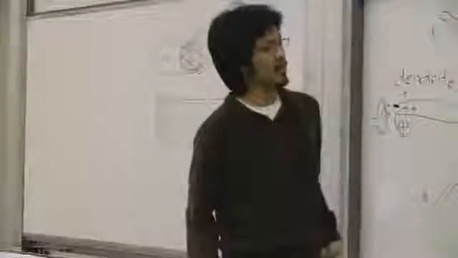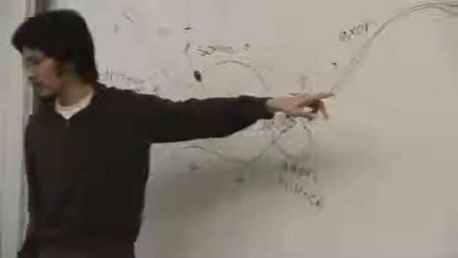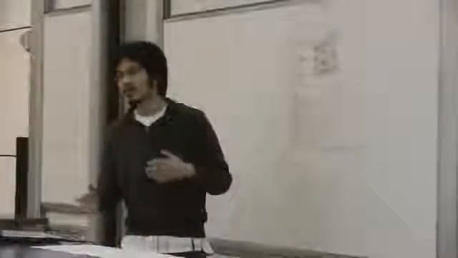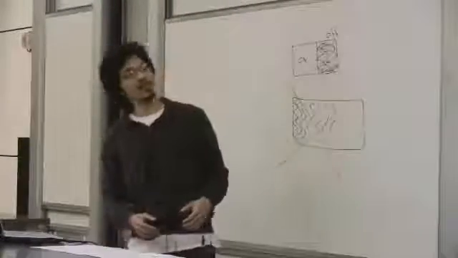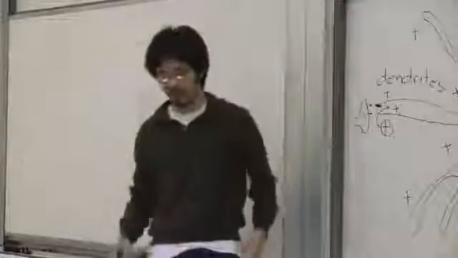Okay, so when the action potential reaches this axon terminal, it will trigger an influx of positive charge, which will then trigger the release of neurotransmitter from these vesicles. So the vesicles will move to the edge of the axon terminal and they'll dump their neurotransmitter out.